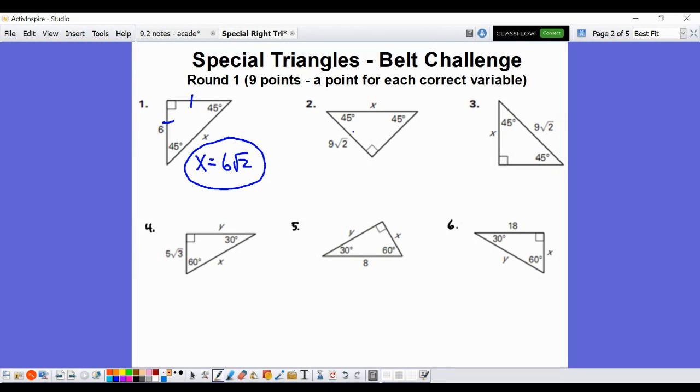In number 2, I've got my leg, 9 roots of 2. To go from the leg to the hypotenuse, again, you do the same thing. You do the leg, which in this case is 9 roots of 2, multiplied by square root of 2. So that means we have 2 square roots of 2. That gives me 2. 9 times 2. Final answer, x is equal to 18.